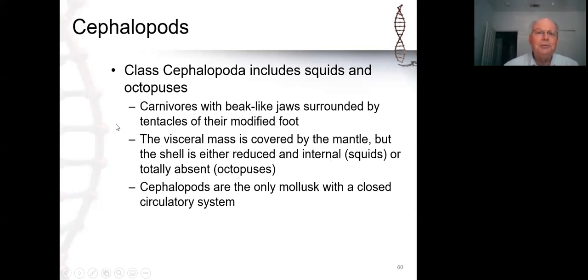Cephalopods are unique amongst the mollusks in that they do have a closed circulatory system. So here we can actually talk about blood, because remember, blood is the term that we reserve for closed circulatory systems. If it's an open circulatory system, then it's hemolymph.